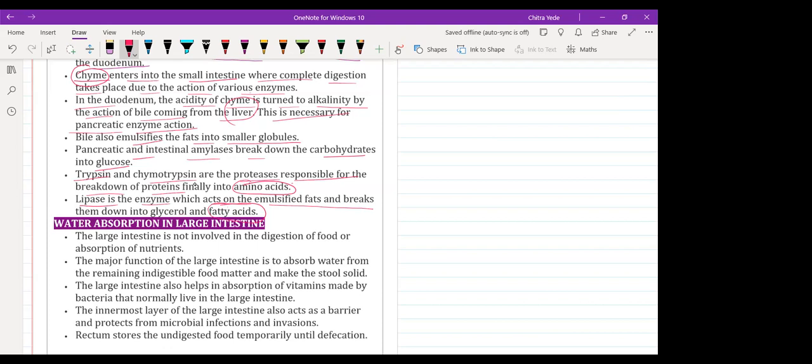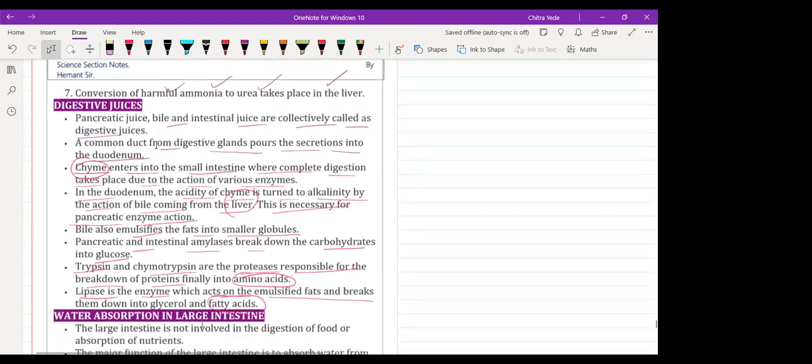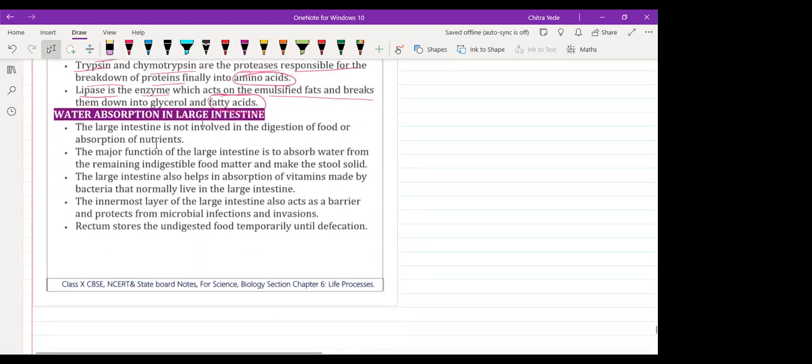Understood? Yes, sir. Sir, we did this part before, sir. Yes. No, it is only the enzymatic part, the digestive juices and their function.